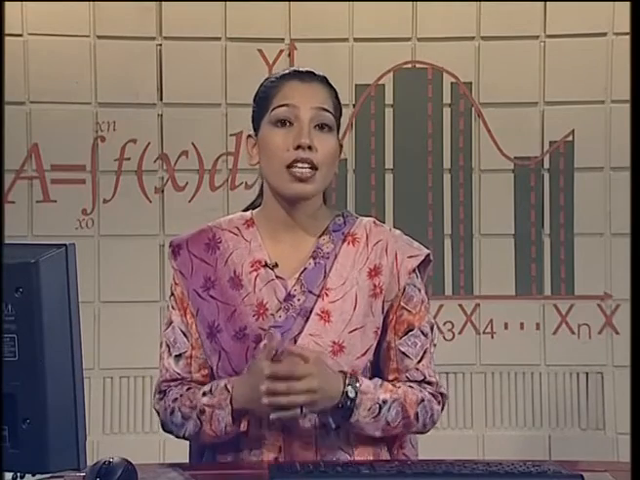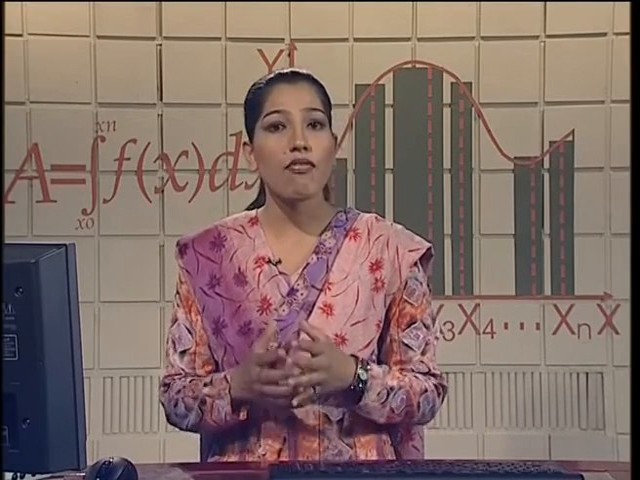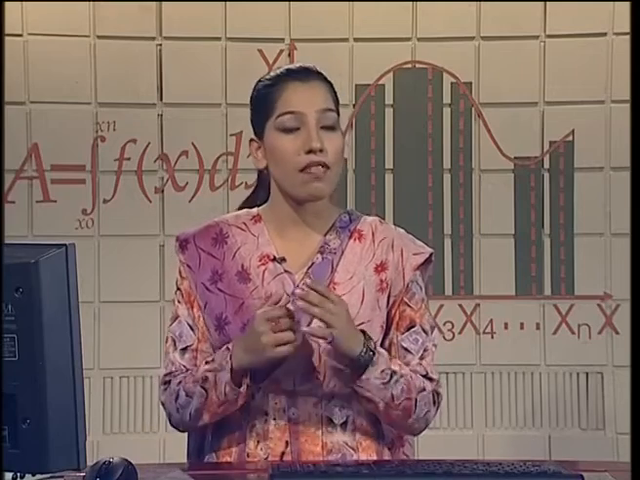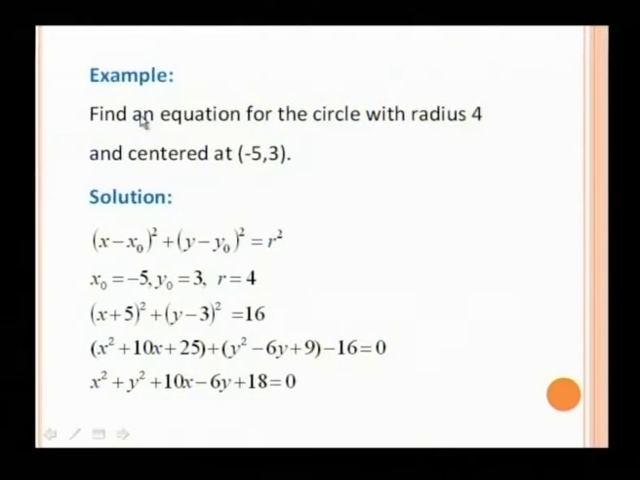As we have studied the equation of a circle, now we can find out the equation of circles for different examples. You can see an example to find out the equation of a circle on the screen. For example, if we have to find the equation for the circle with radius 4 and which is centered at -5 and 3.